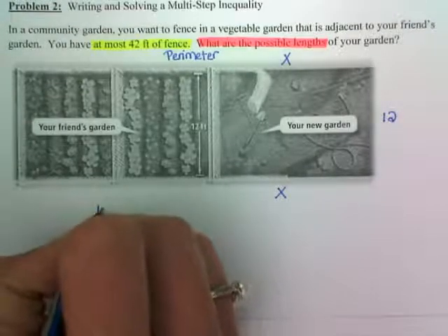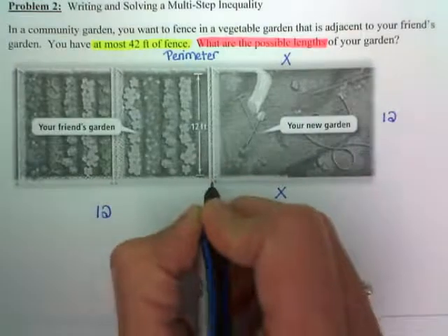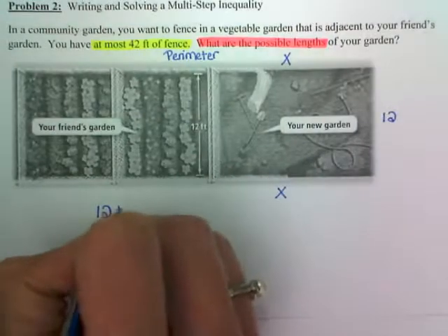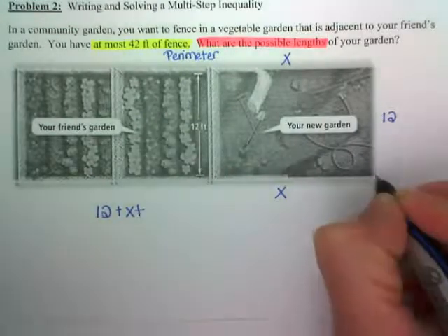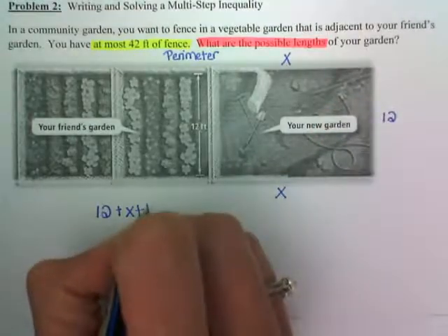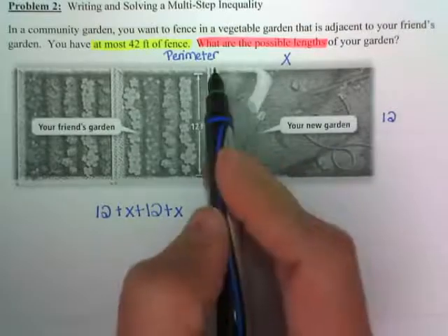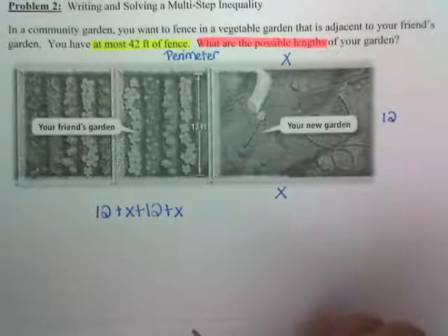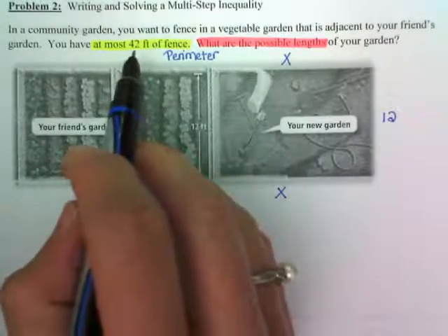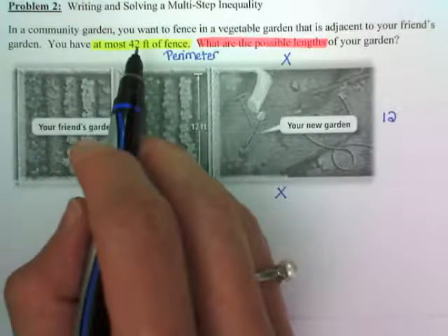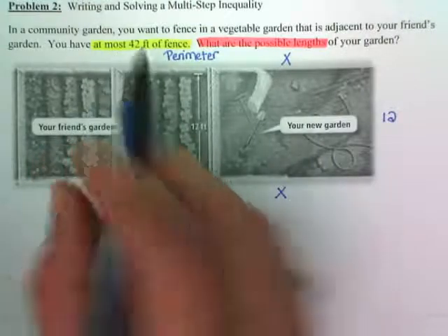So my perimeter is 12 plus x plus the next 12 plus that last length of x. So I've added all four of my sides. Now it's not going to equal 42. It doesn't say to equal 42. It says at most 42.